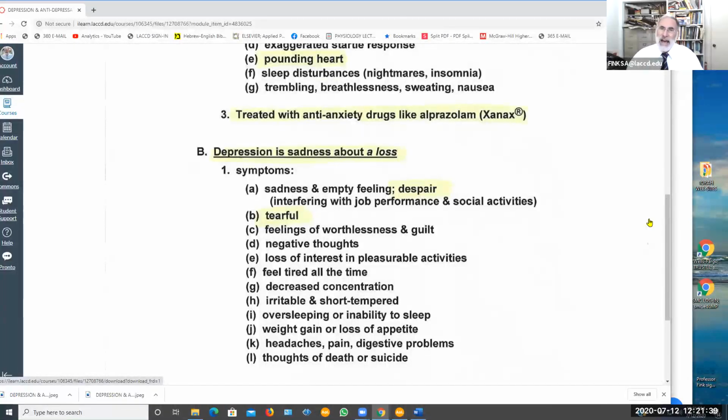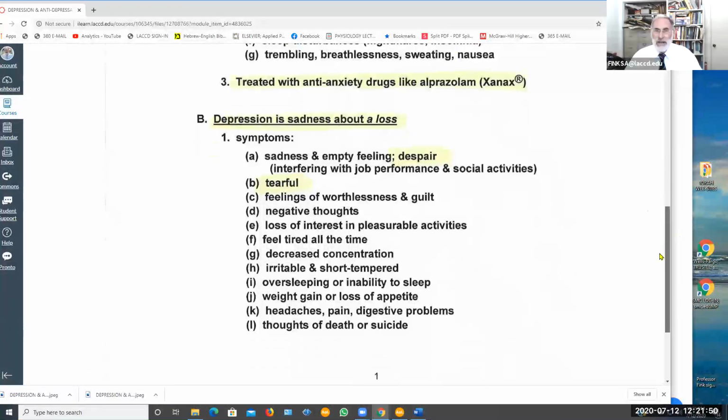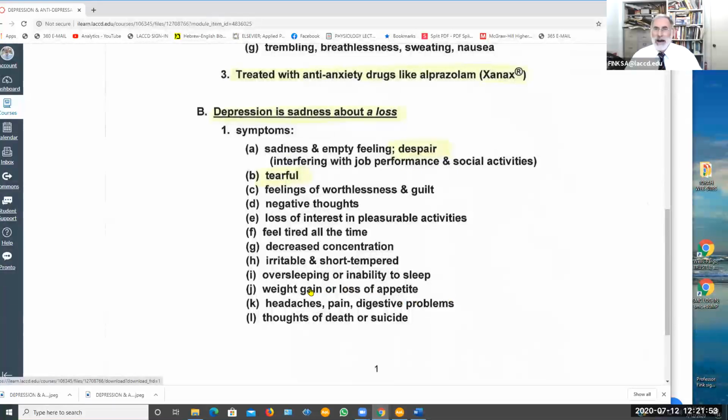So this includes sadness, an empty feeling, despair, tearfulness, negative thoughts. Many people experience fatigue and want to sleep a lot. They may be short-tempered. In terms of appetite, they might actually eat more and gain weight, or they might lose their appetite and not eat at all. And in the more severe forms of depression, there may be thoughts of death or even suicide.